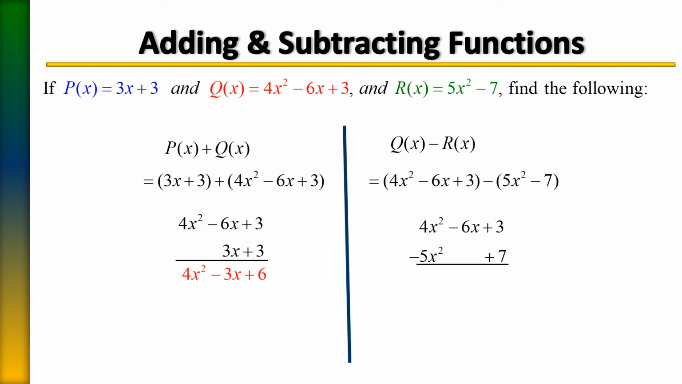Now it's time to combine. On the first column, signs are different. Subtract, take the sign from the larger number. So we're going to bring down negative x squared. Negative 6x doesn't have anyone to combine with, so we're going to go ahead and bring that down. Lastly, we're going to add our numbers, 3 plus 7. That's going to bring down 10, so the final answer then will be negative x squared minus 6x plus 10. And there you have it, adding and subtracting polynomial functions.